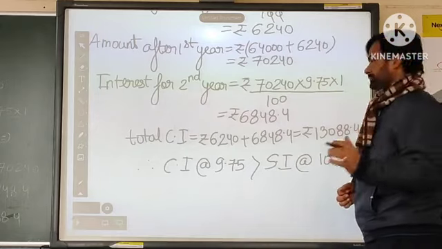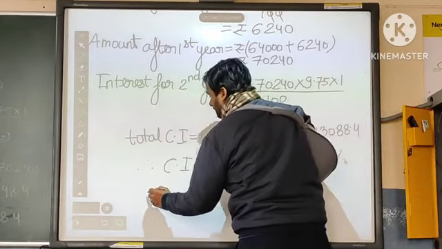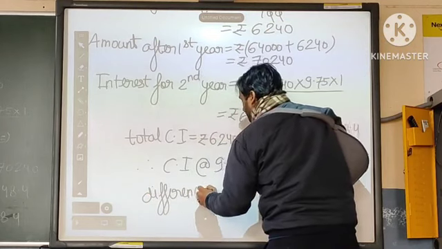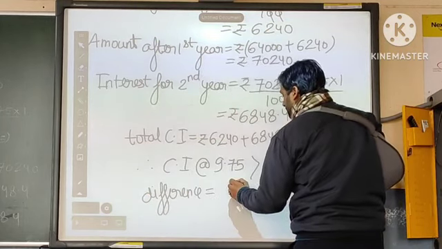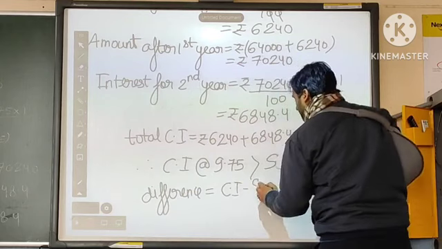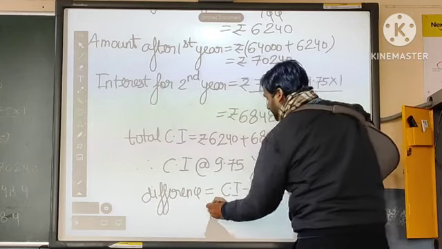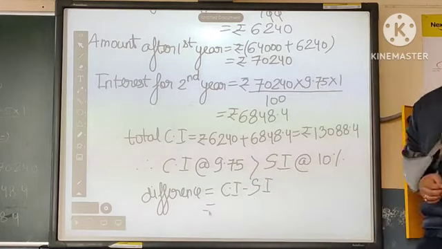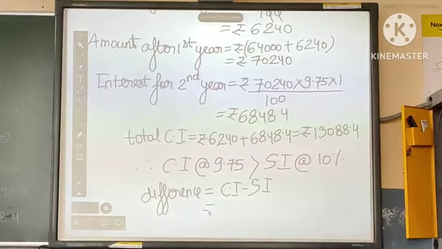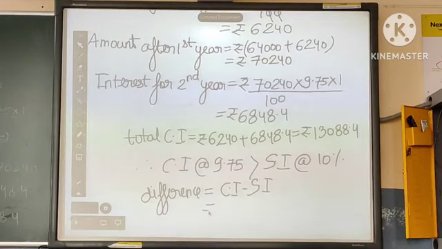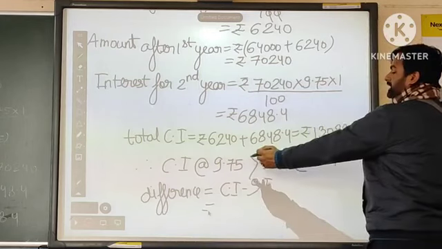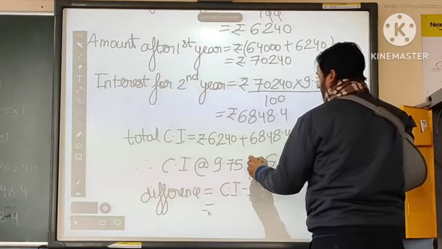The duration is the same. Right here, the difference, CI minus SI, because the question asks this also. So this is one part of the answer, that the compound interest earned at 9.75% per annum for 2 years will be more than the simple interest at 10%. So see here, this is the higher rate, but this is the lesser rate of percent.